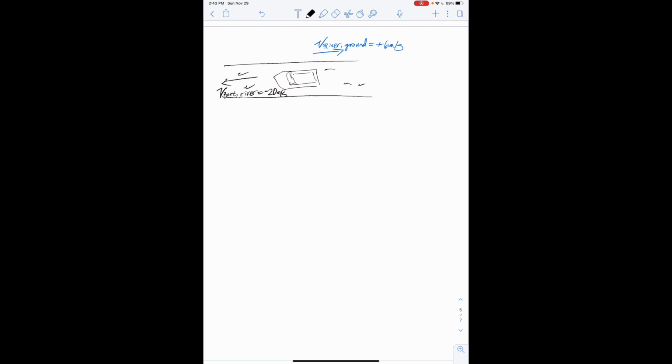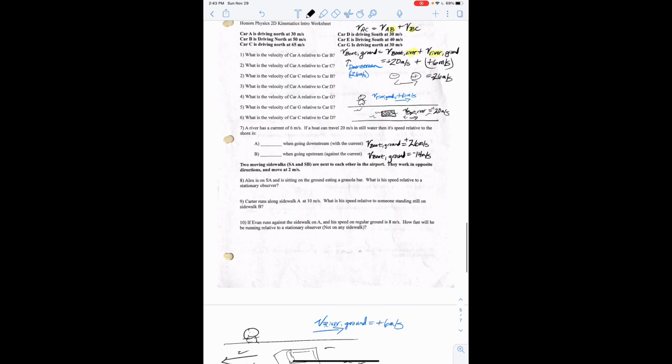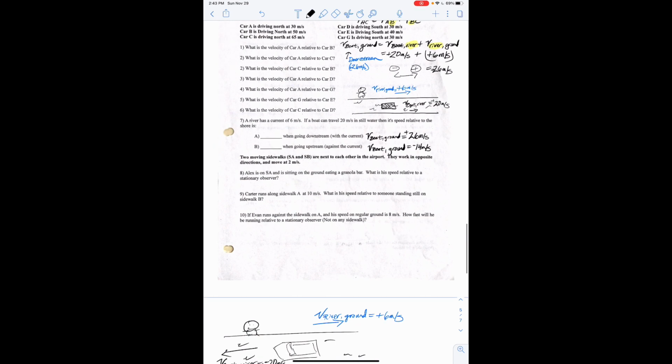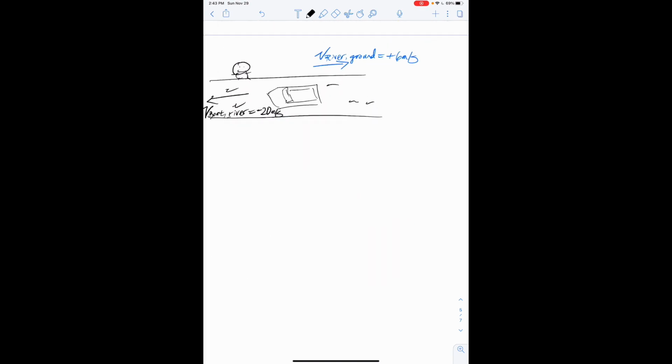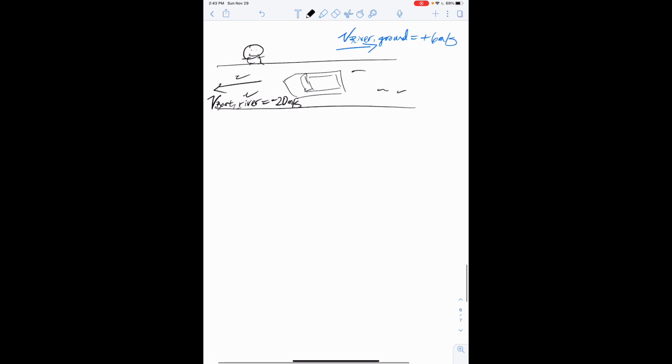And we want to know what the observer would see. Or what is the velocity of the boat relative to the observer, or the boat relative to the shore? And I think we called it the ground. So we said VB ground, and we predicted negative 14 meters per second. So here I'm saying sandwich formula, VAC equals VAB plus VBC.